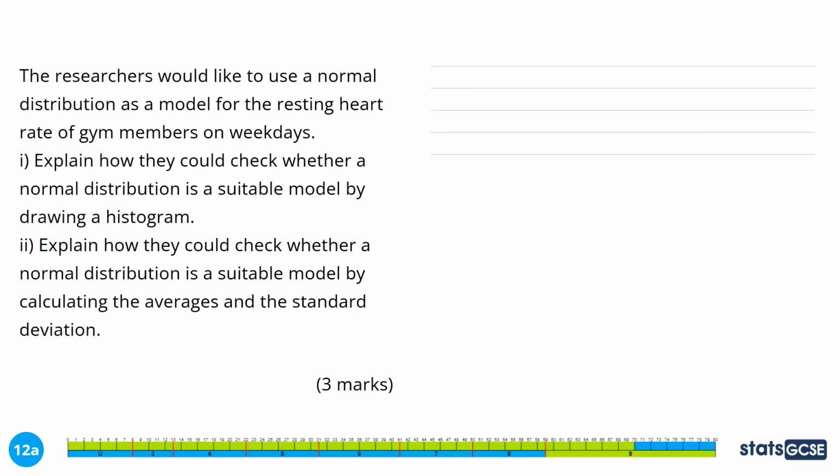The researchers would like to use a normal distribution as a model for the resting heart rate of gym members on weekdays. Part 1. Explain how they could check whether a normal distribution is a suitable model by drawing a histogram. The normal distribution requires the data to be bell-shaped, so what they could do is draw the histogram, and if the histogram is a bell shape, a normal distribution would be a suitable model.